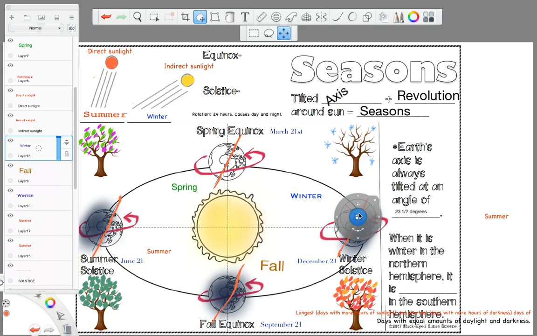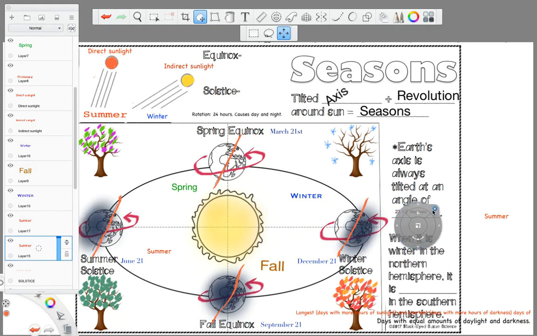So I'm hoping now you realize that the tilt of the earth does not change. So that tilted axis plus our revolution, so 1 year or 365 days around the sun, is the reason that we have our seasons. So I talked a little bit about the hemispheres. So now I want to talk about this part down here.